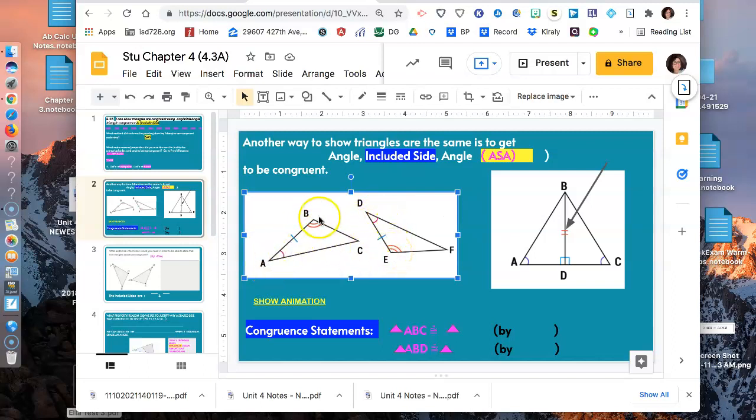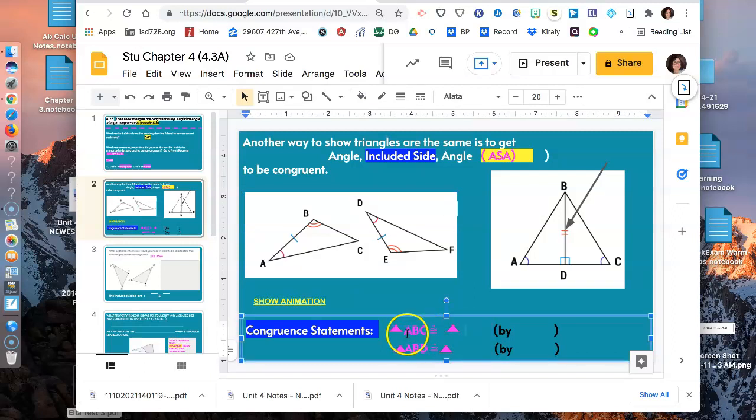And I've got the side linking them marked the same with those single dashes. I just am going to stop and go down here and make a congruent statement in here. What can I say angle ABC is congruent to?